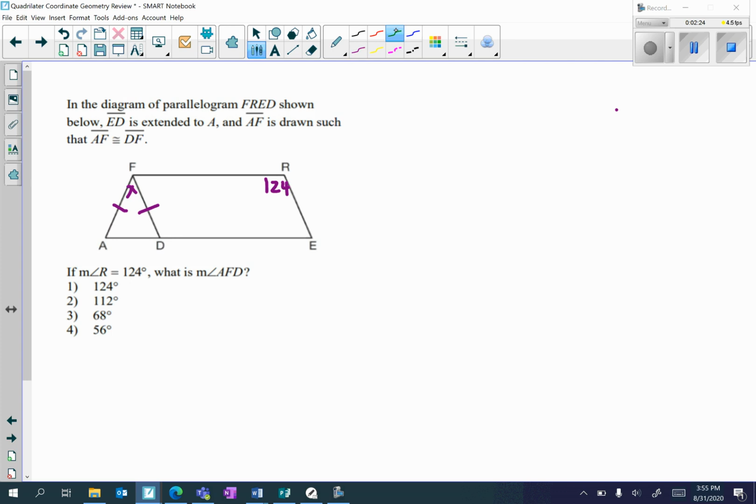So let's identify where the parallelogram is. It's FRED. So this is the parallelogram. If there's 124 here, there also has to be 124 here. Opposite angles of a parallelogram are congruent. Now notice this is an isosceles triangle, and this is a straight line. Angles on a straight line add up to 180 degrees, so I can do 180 minus 124. 180 minus 124 is 56.